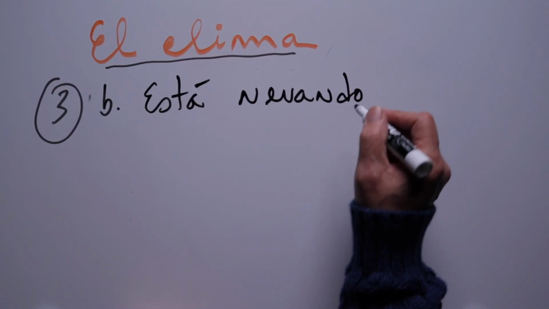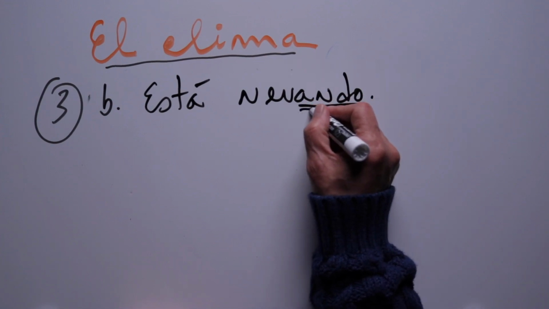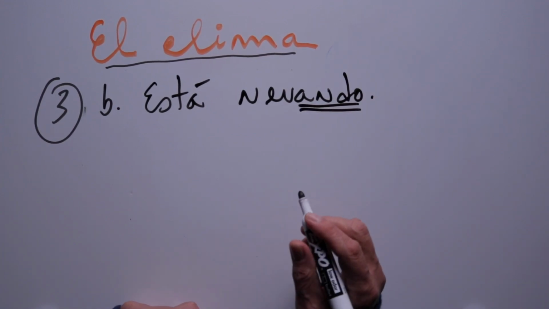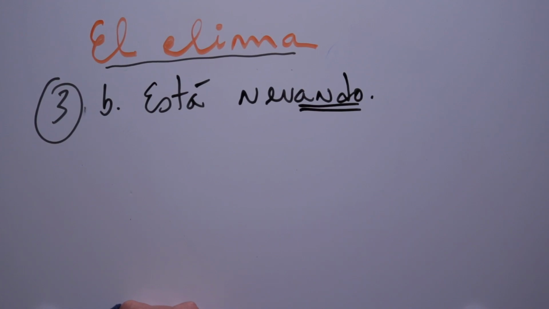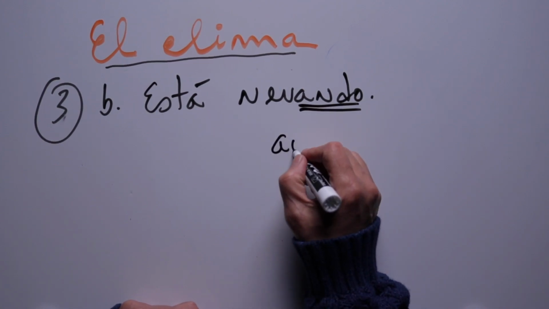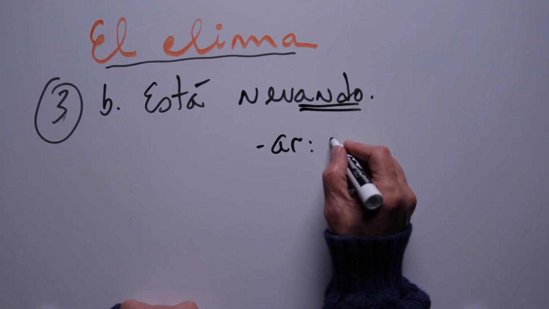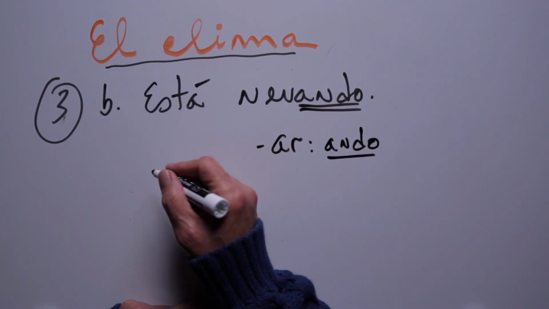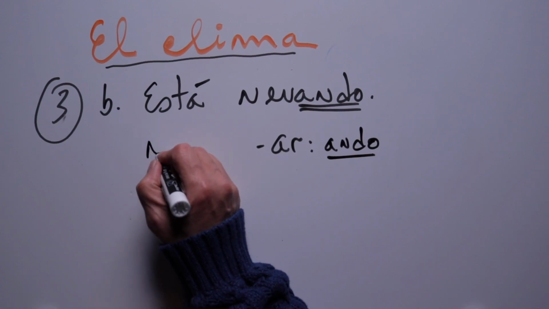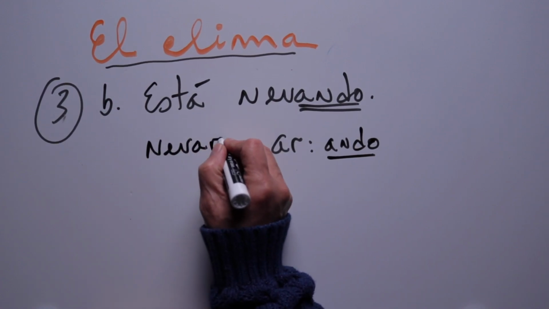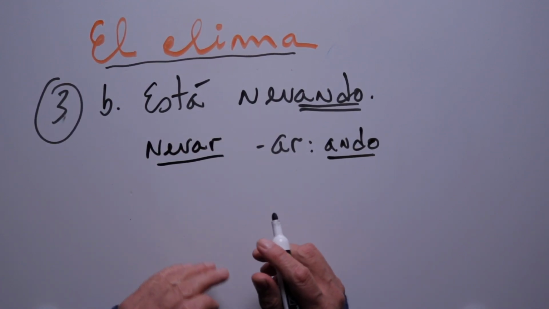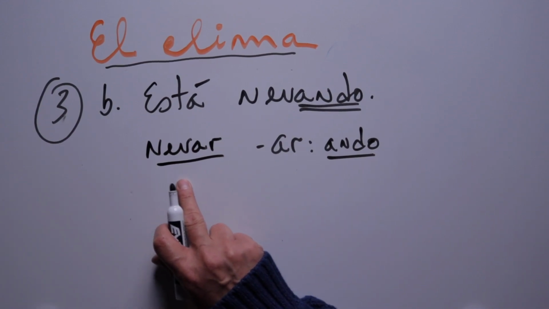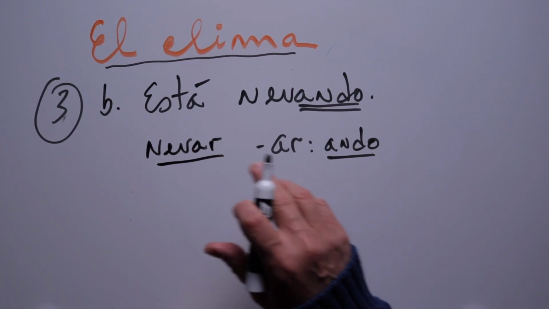And I will explain why we came into this -ando, right? Remember, the progressive tense is the verb ending in -ar. You change that -ing as -ando, right? What is the verb behind nevando? It's the verb nevar, to snow, right? And I will talk about that in a moment. So nevar becomes nevando. Está nevando.